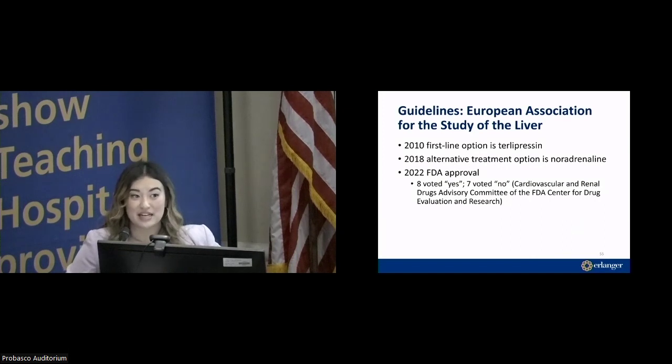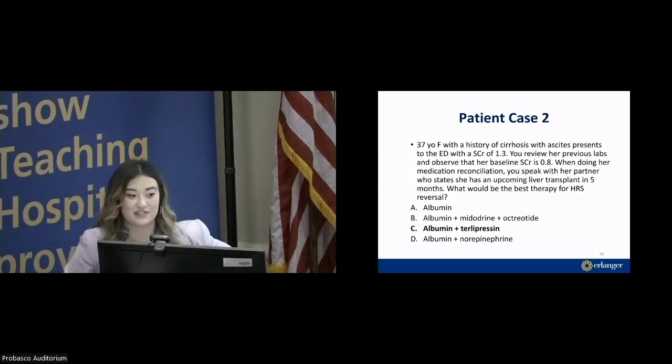They first recommended terlipressin as a first-line option in 2010 and stated then in 2018 that norepinephrine could be an alternative option. In 2022, of note, when it was FDA approved for our use, eight people voted yes and 7 people voted no for the use of terlipressin in our patient populations. So why was the US so behind the ball? Let's look at a patient case first.